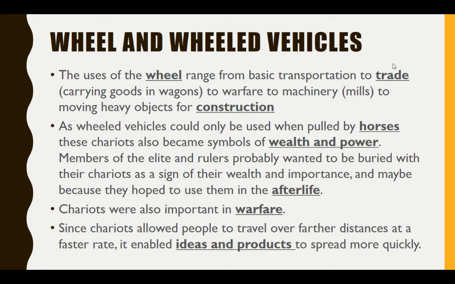As wheeled vehicles could only be used when pulled by horses, these chariots also became symbols of wealth and power. Horses were difficult to come by and expensive to maintain. So if you could afford one, you were very wealthy. Members of the elite and rulers probably wanted to be buried with their chariots as a sign of their wealth and importance, maybe because they hoped to use them in the afterlife.